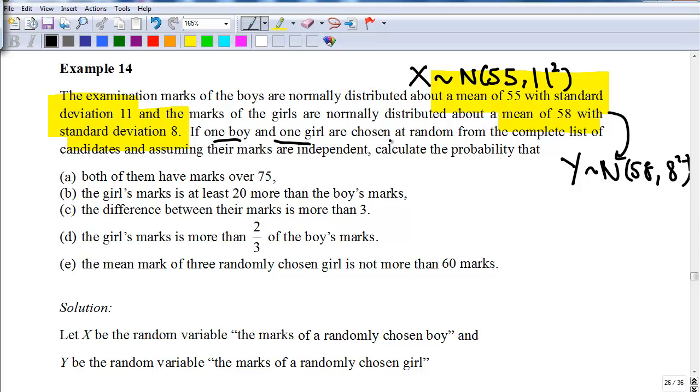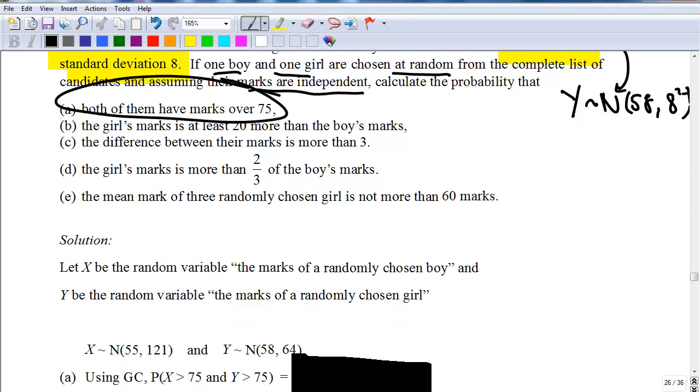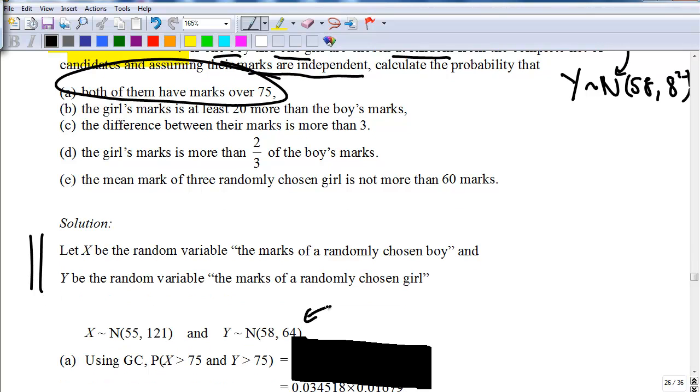Once I've got this, let's take a look at what they say. One boy and one girl are chosen at random from a list of candidates, and assuming that the marks are independent, calculate the probability that both of them will have marks over 75. Now this one will be quite easy to do. This is the definition for the mark of a randomly chosen boy and for a randomly chosen girl. Then this is our distribution for the marks of the boys and girls.